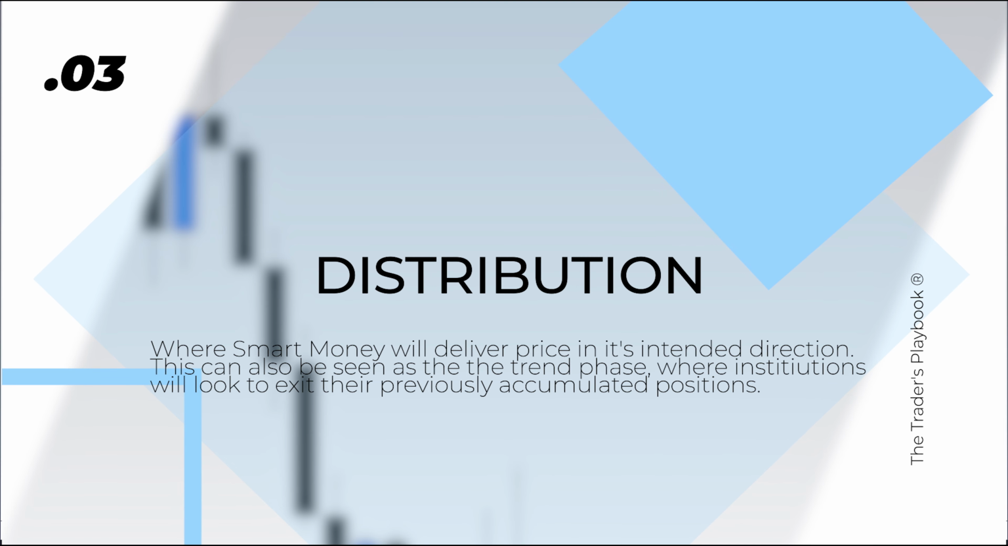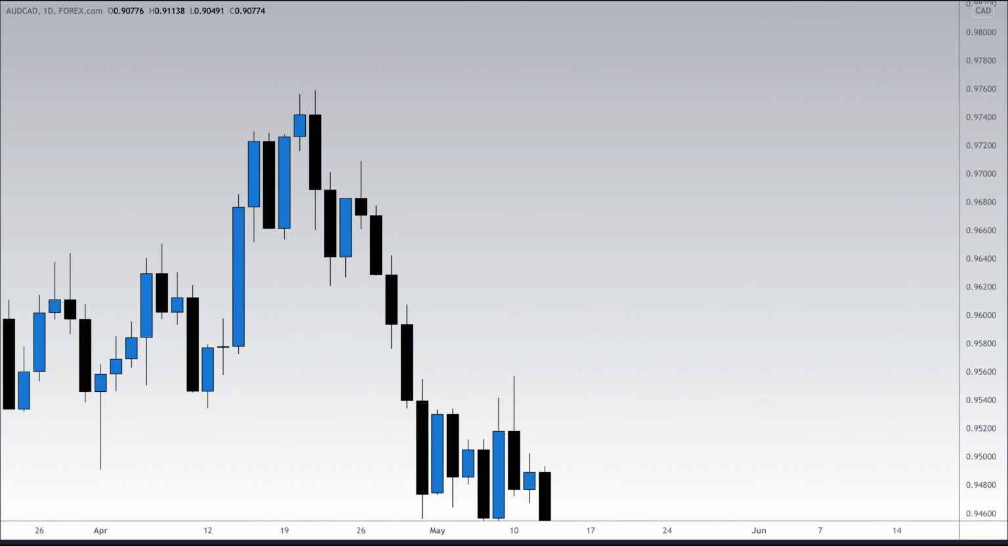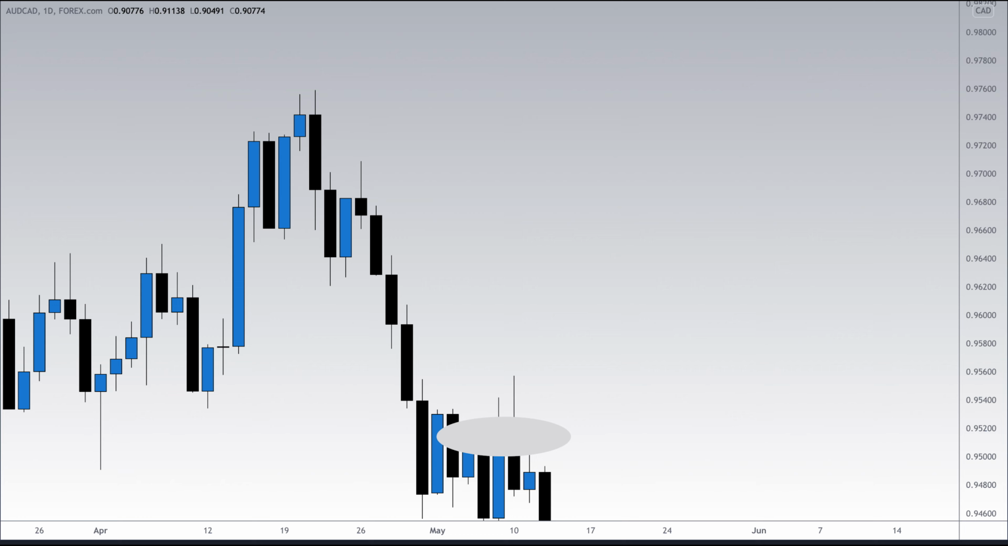The distribution phase is when institutional traders start to take profits from the market. This is when the market makers make huge moves in either direction and traders are using momentum-based liquidity to exit previously accumulated positions. This is where most FOMO retail traders make temporary profits.